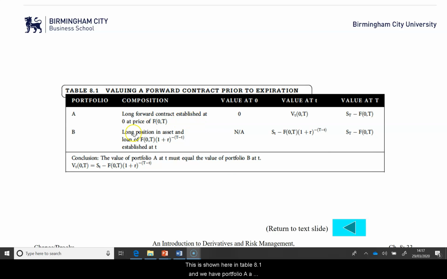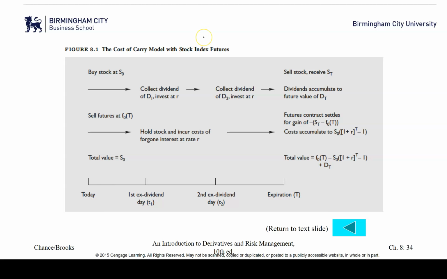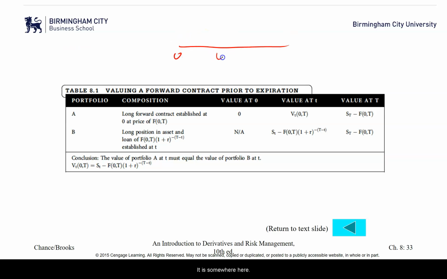Now, this is shown here in table 8.1, and we have portfolio A, a long position in the forward contract at the forward price initiated at time zero, and we know that the value of this contract at the beginning will always be zero. And then we have nothing here for the second portfolio, because it will be initiated not at time zero, but at time t, that is, as I draw the timeline, somewhere here that this position is initiated. So there is a long position in the underlying stock. So we are purchasing the underlying stock at a price S_t, small t, which indicates the time at which we are buying it.